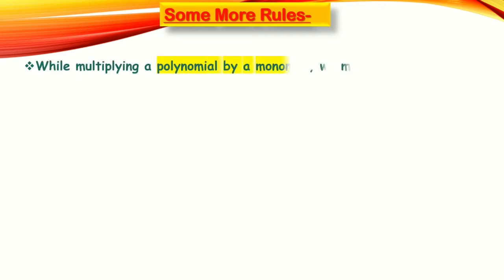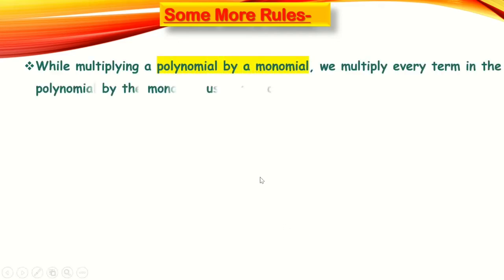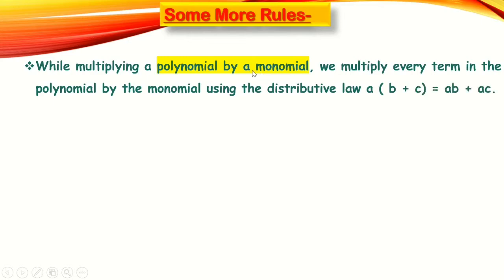some more rules we need to keep in mind when we are multiplying a polynomial by a monomial. In this case, we multiply every term in the polynomial by the monomial using the distributive law, that is a bracket b plus c. So this will get distributed with each term of the polynomial, that is a into b plus a into c. So let's see what this rule actually is.